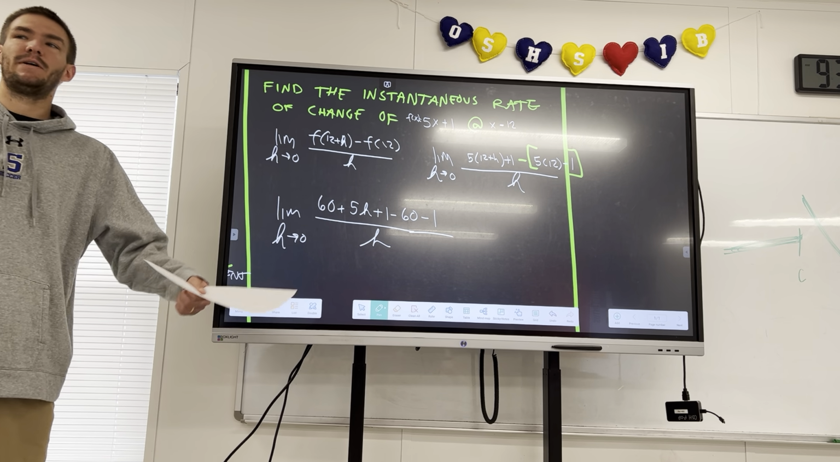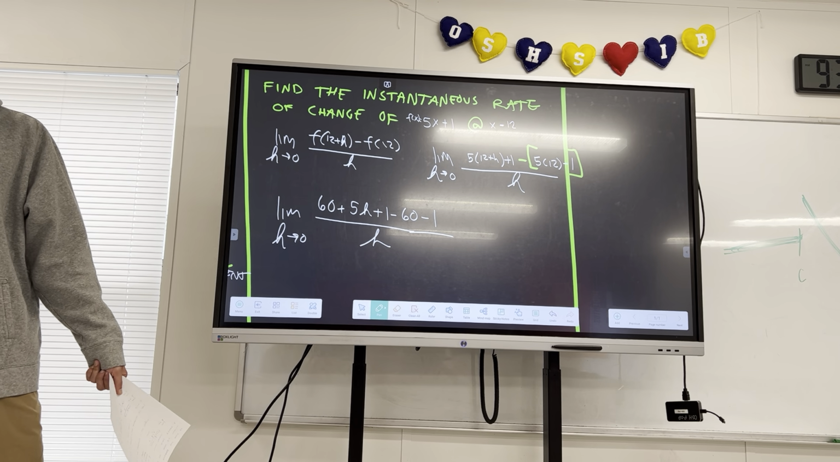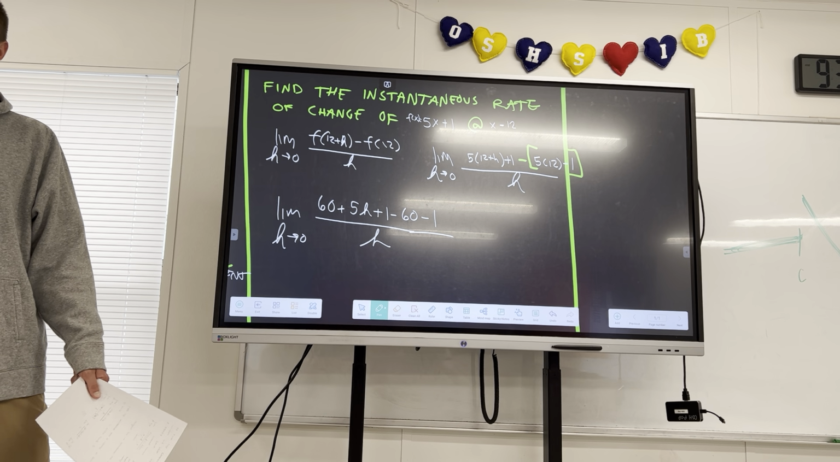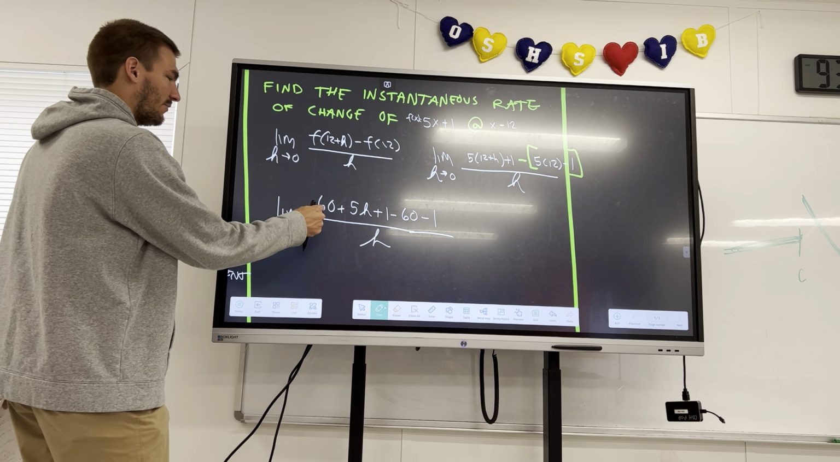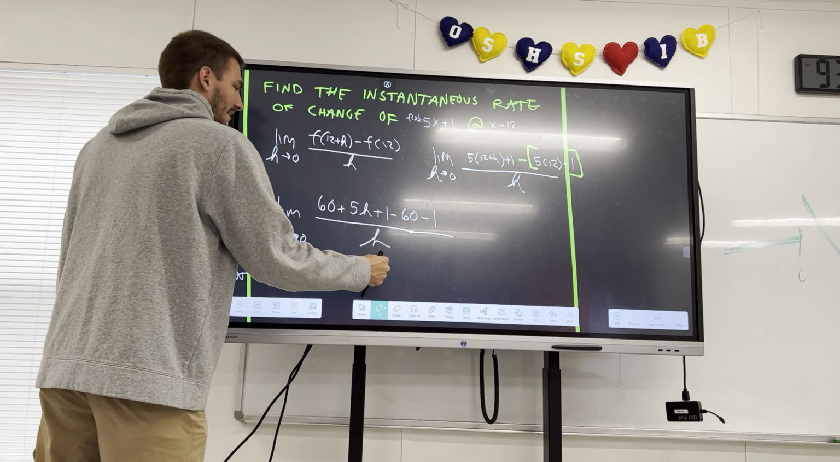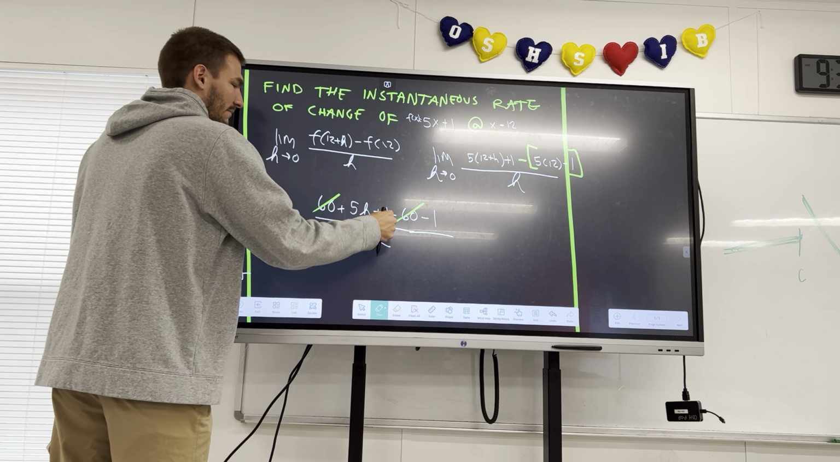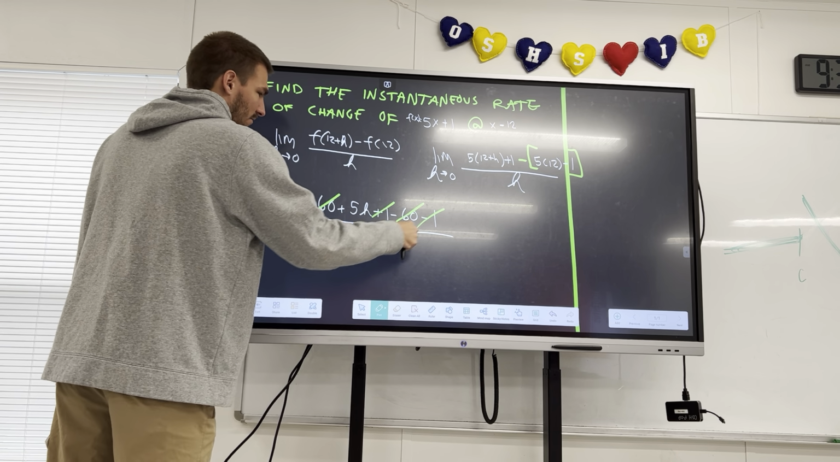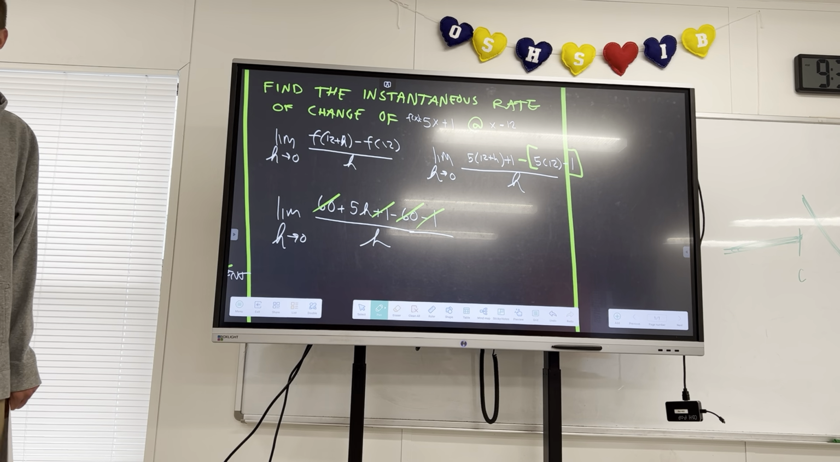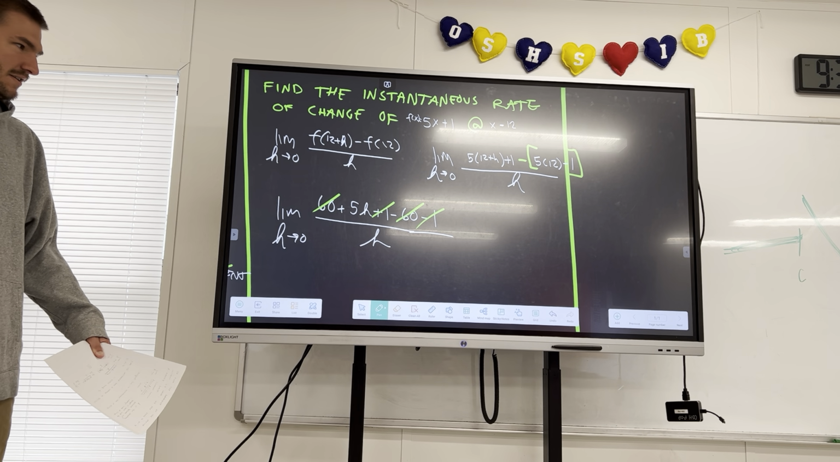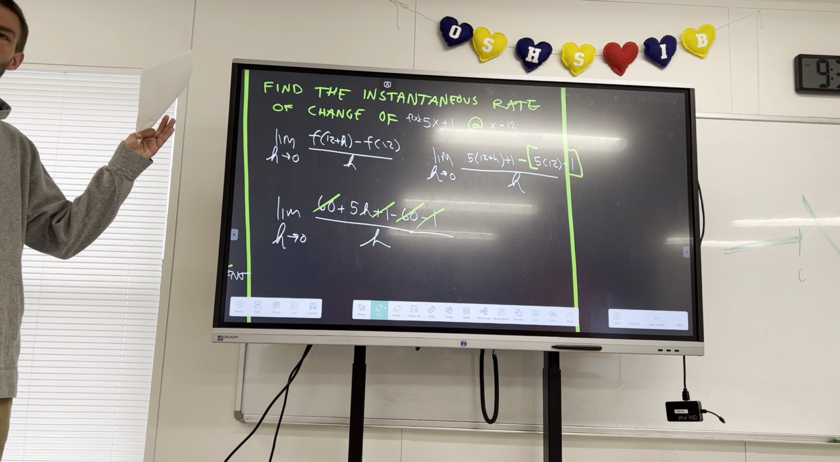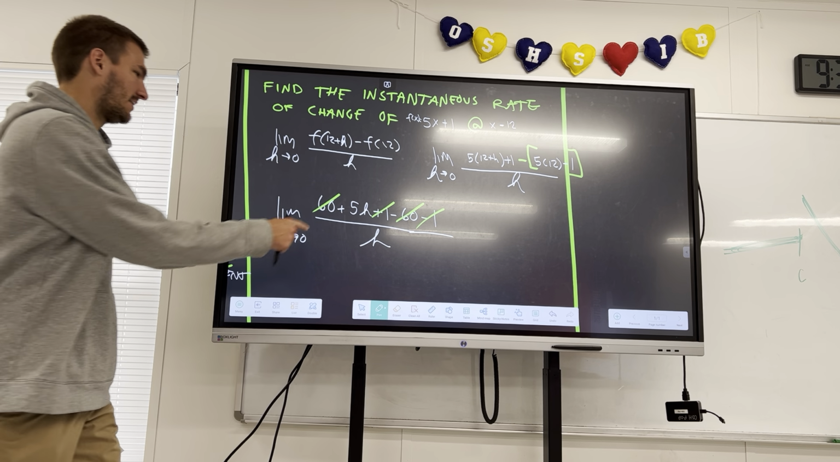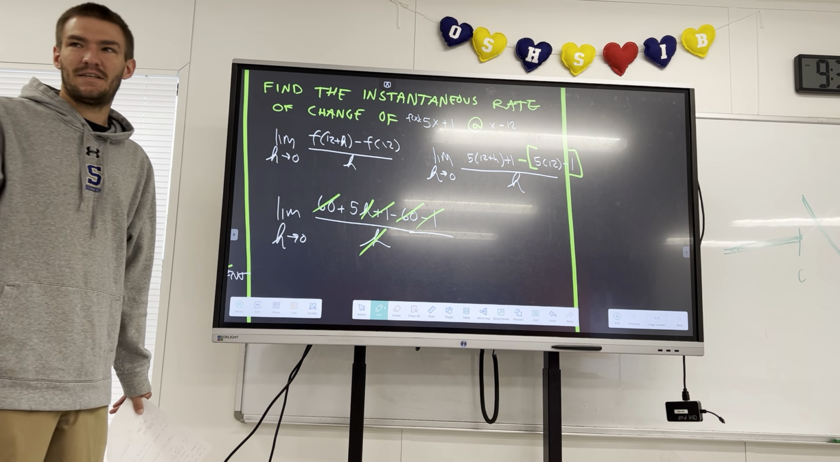And what are we noticing now? You combine all terms. Right, combine like terms. We have a positive 60, we have a minus 60. We have a positive 1, we have a minus 1. And now, those h's cancel out. And what's the answer going to be?